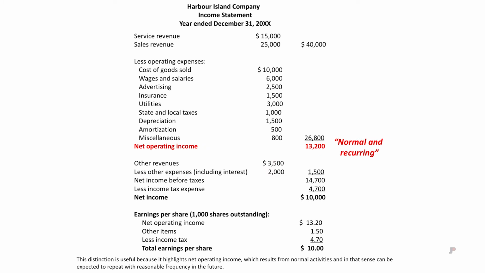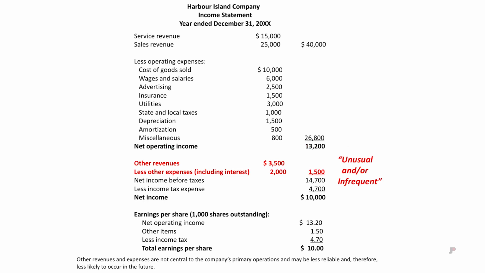This distinction is useful because it highlights net operating income, which results from normal activities and in that sense can be expected to repeat with reasonable frequency in the future. Other revenues and expenses are not central to the company's primary operations and may be less reliable and therefore less likely to occur in the future.